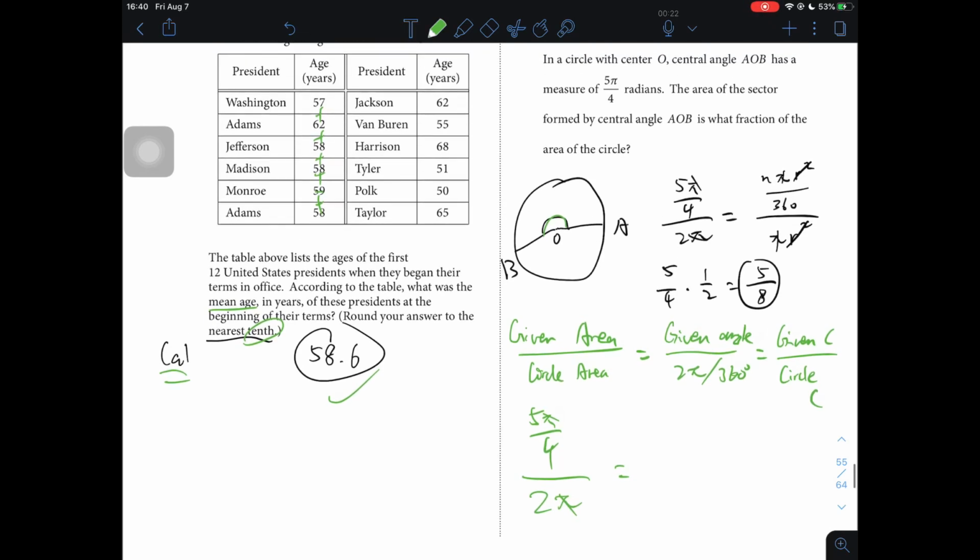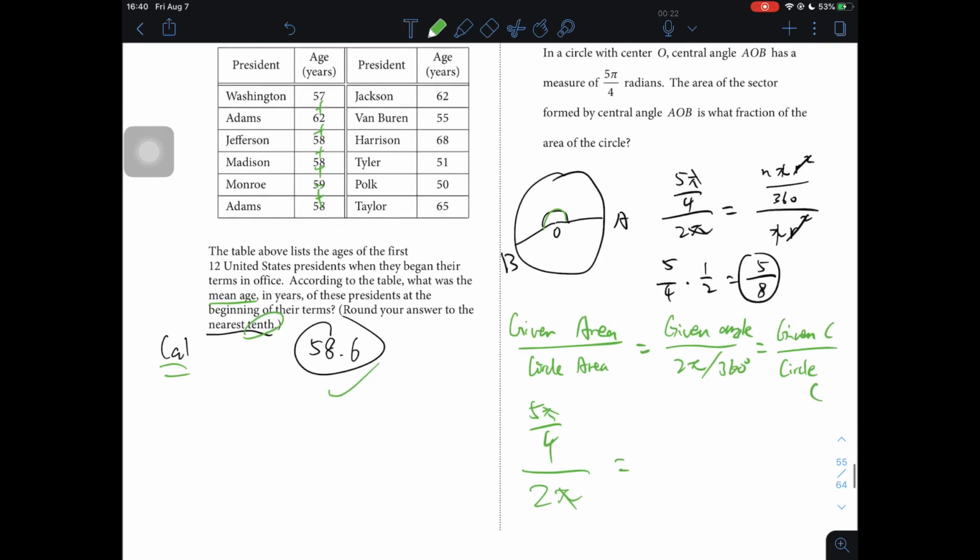So they want to ask about the area of a sector. So you know the area of the sector, right? So the area of the sector is 360 degrees of the angle 5 pi times 4 over 4 pi r squared, right? And for the bottom part, it is the pi r squared, right? Just cancel them out.